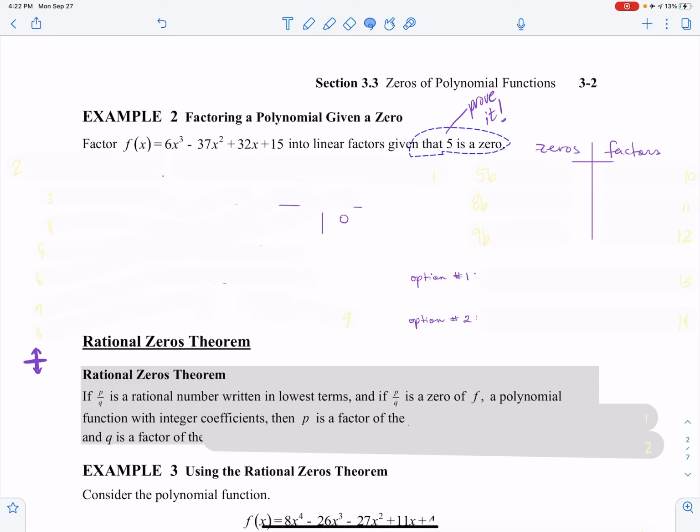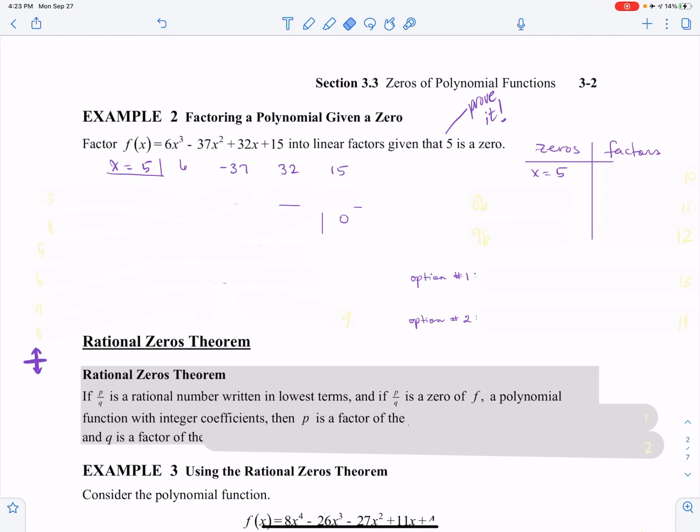So the very first thing I'm going to do is I'm going to make a list of zeros. And I already know that x equals 5 is a 0, because I'm told that it is. And they're not going to lie to me about that. All right, so let's use synthetic substitution. Go ahead and get our coefficients, and we're going to try out our x equals 5.